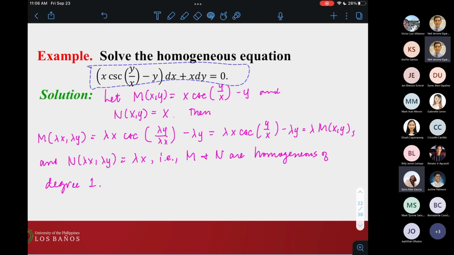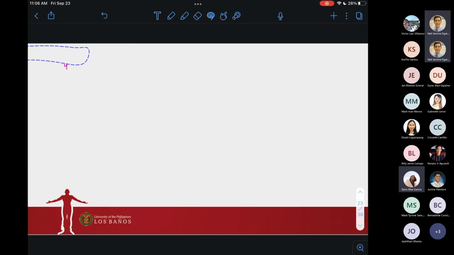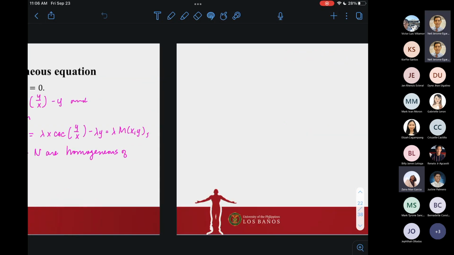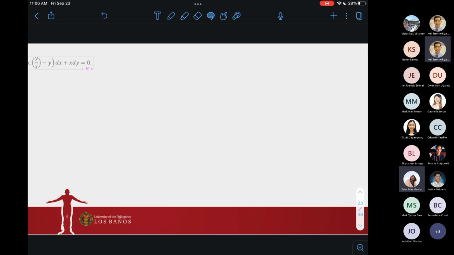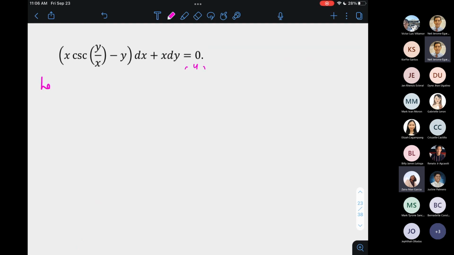Para dito tayo mag-solve. Okay. So parehas silang homogeneous of degree 1. So I will let y be equal to vx. And again, a change in variable will require a change in the differential. So dy will be v dx plus x dv.